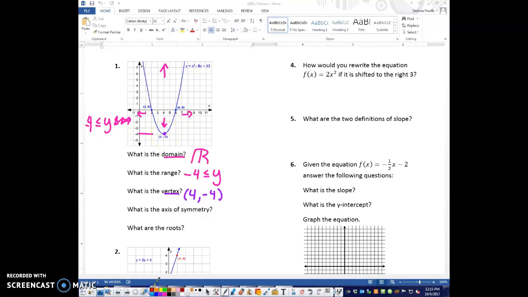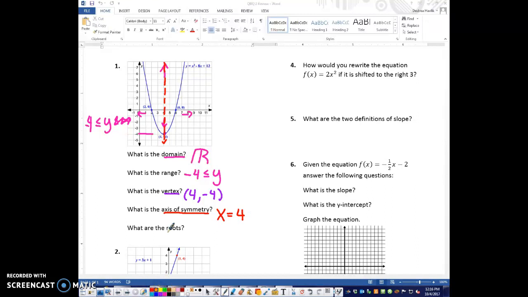The next question, what is the axis of symmetry? Remember, the axis of symmetry is that line that goes straight through the center. So where is that line at? That's x equals 4. Not just 4, x equals 4.